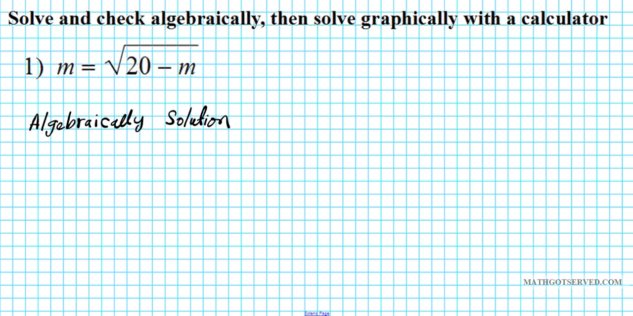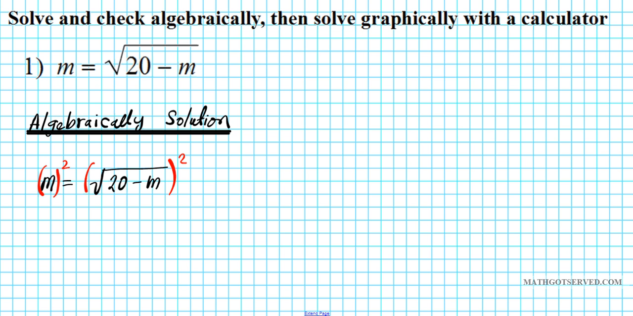Okay, so let's take a look at the algebraic solution. Now, the goal to solve a radical equation, the first goal is to eliminate the radical. Then you solve the resulting equation. It could be a linear equation or a quadratic equation in the examples that we're going to be looking at. So for number 1, we have m equals the square root of 20 minus m. So the goal is to eliminate the radical. What we're going to do here is simply square both sides of the equation. So you square the left side and the right side. Because the inverse of square root is square, in squaring the right side, we get rid of the radical.